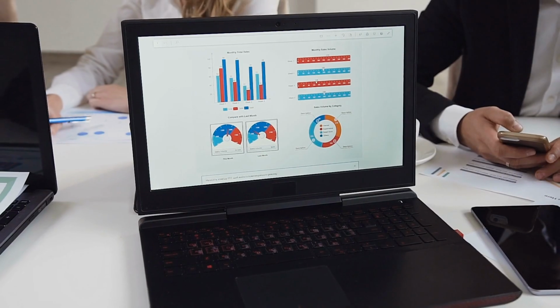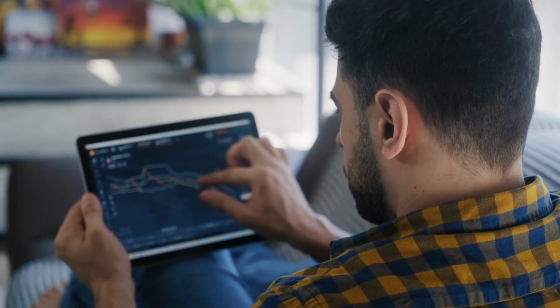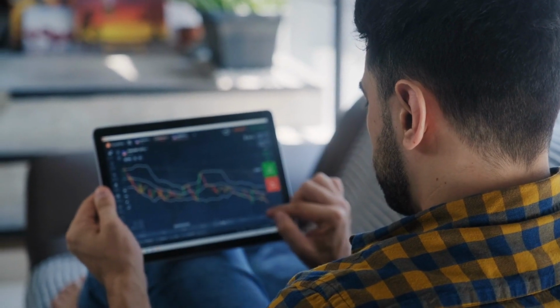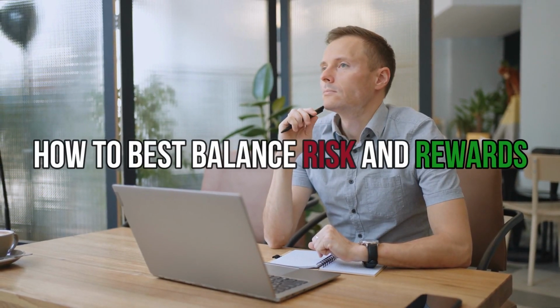On the other hand, aggressive investments will be expected to generate high returns in the long run, though they will still be vulnerable to short-term fluctuations in the market. It's ultimately up to investors to make the decision of how to best balance risk and rewards.